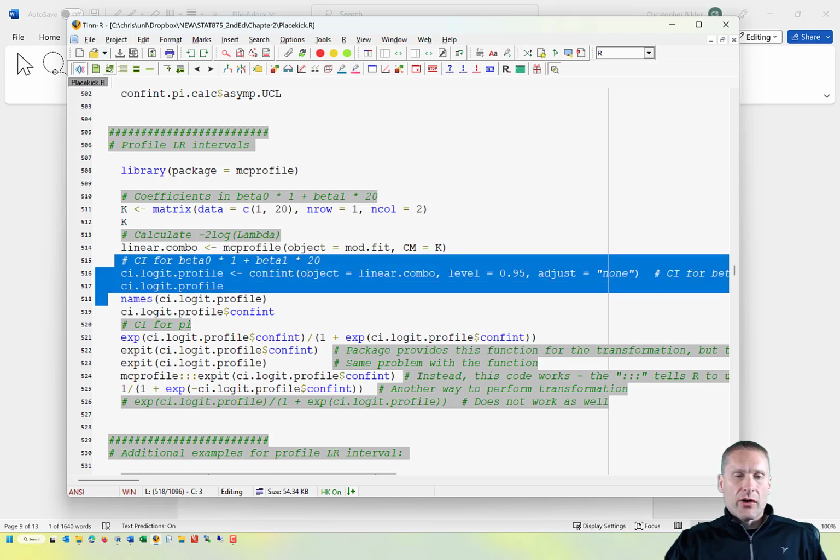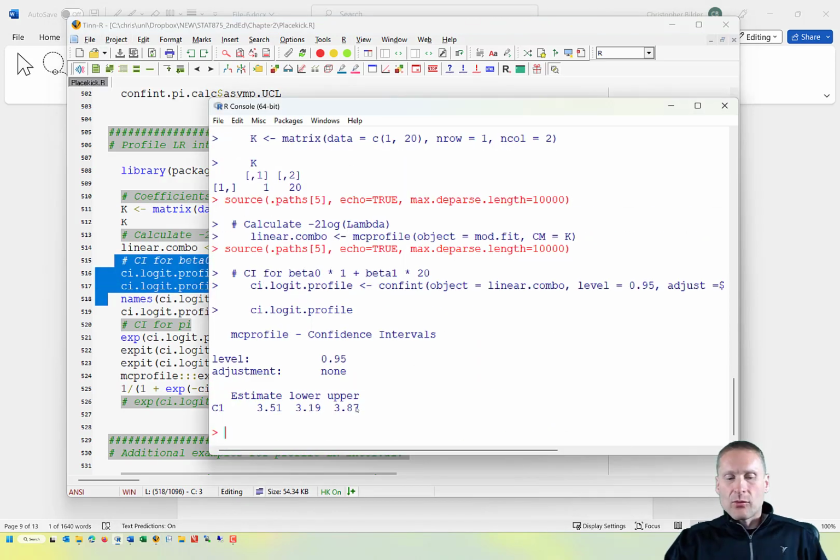So let me actually show you what happens. And this is what we get. So this is the logit of pi hat, or beta hat 0 plus beta hat 1 times 20. Then the lower bound for this confidence interval is 3.19. The upper bound is 3.87. Again, a confidence interval for beta 0 plus beta 1 times x, or logit of pi. So there's that confidence interval.